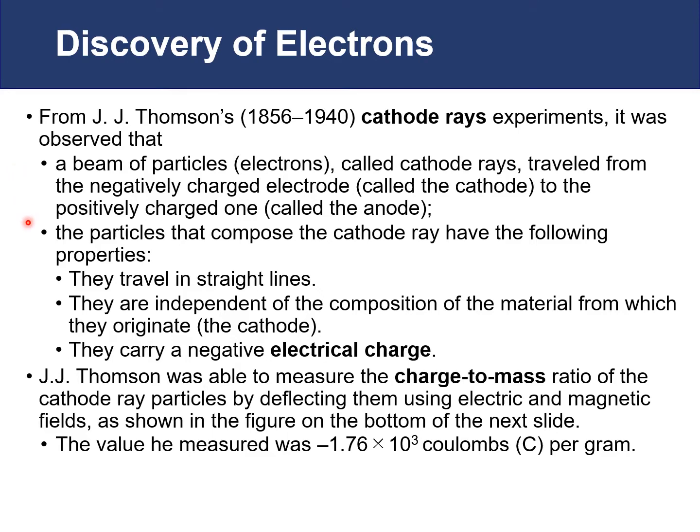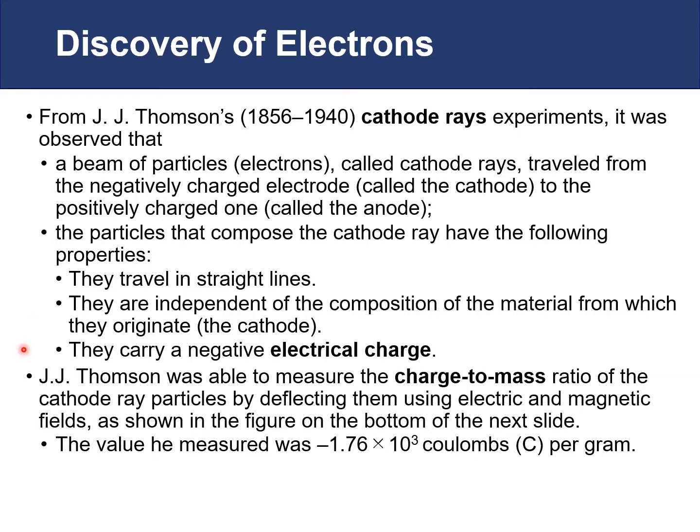The electrons that compose a cathode ray had the following properties. They traveled in straight lines. They are independent of the composition of the material from which they originate. The way that Thomson tested this was on the cathode, the negative electrode, he changed out the material. So in some cases, using things like a copper electrode, a silver electrode, a gold electrode, various metals, each one gave the same beam of cathode rays, later to be called electrons.